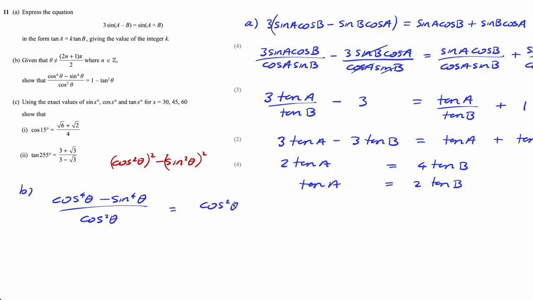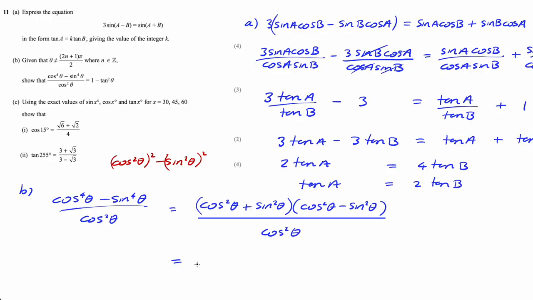Cos squared theta plus sine squared theta times cos squared theta minus sine squared theta, and this is all over cos squared theta. Now, we know, everyone, that this equals 1.